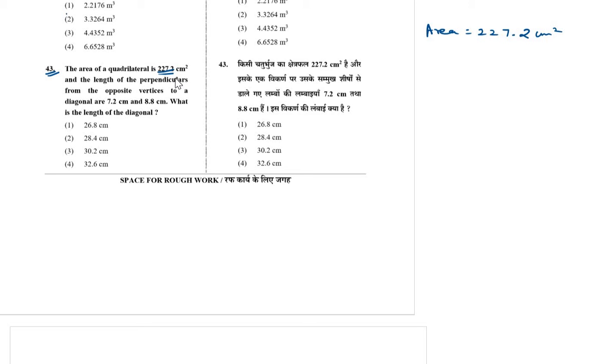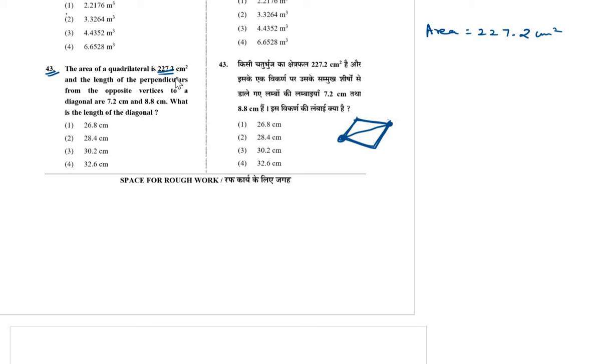So quadrilateral. What is a quadrilateral? Any four-sided polygon we call a quadrilateral. A polygon is made of line segments, so it is made by any four-sided polygon. It is not necessary that opposite angles are equal or sides are equal. What is given here? Perpendicular from the opposite vertices to the diagonal. This is a diagonal. What is a diagonal? Joining non-adjacent points. This is an adjacent point. So this is one of the diagonals. This is the other diagonal. So a quadrilateral has two diagonals.